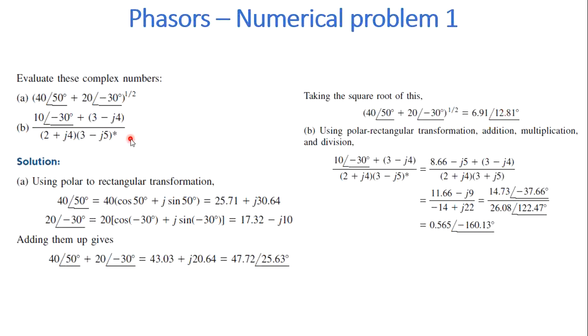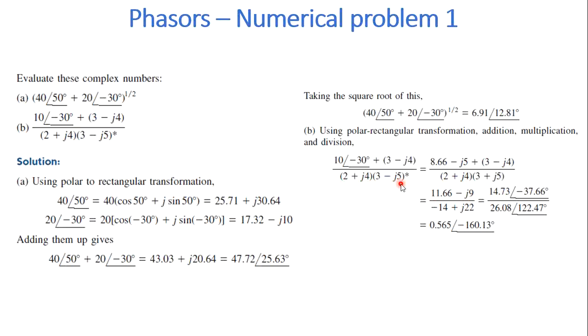The second problem statement is this. Here we have one complex number represented in polar form, and a second complex number in rectangular form, divided in the denominator. Again we have two complex numbers: one is a complex number and the other is a complex conjugate. So we are going to simplify this. We convert 10 angle 30 degrees, which is in polar form, into rectangular form, and the numerator is added up over here.